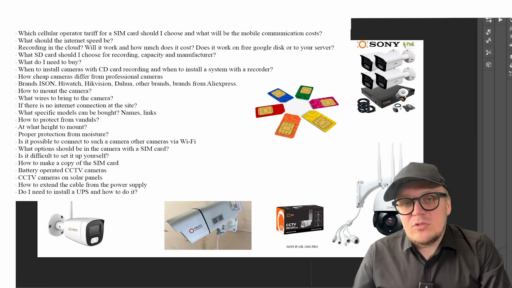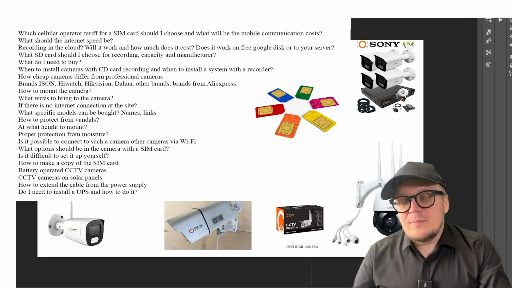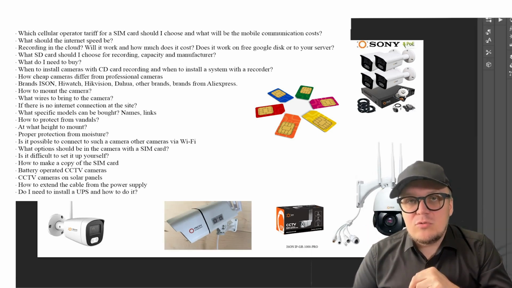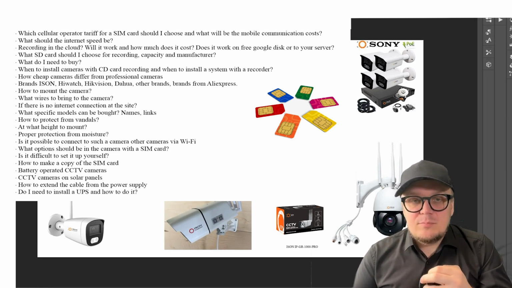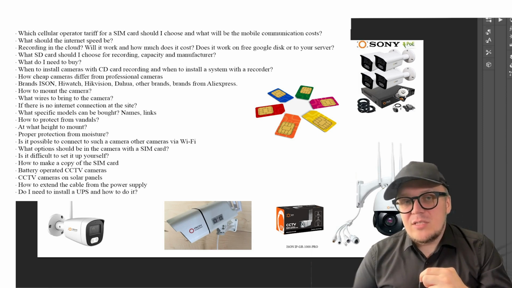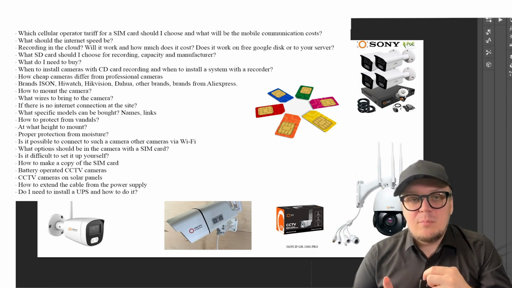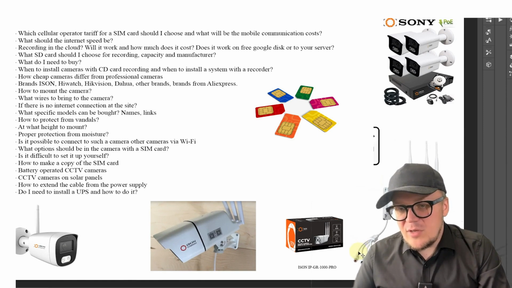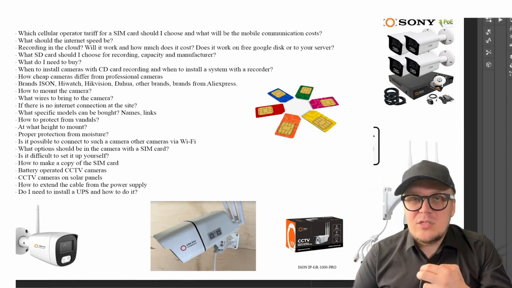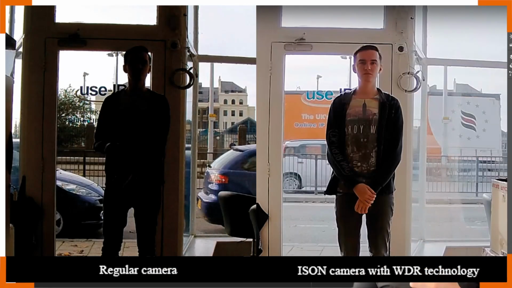What features should a surveillance camera with a SIM card have? The first basic feature is, of course, good video quality, readability of faces and car license plates. The second is popular options that are required, such as sound recording and a built-in speaker. All of these are available in these models: ISON IPGR 1000 Pro and NFL 1000 Pro. There are also DNR and WDR technologies, which are essential when purchasing surveillance cameras.